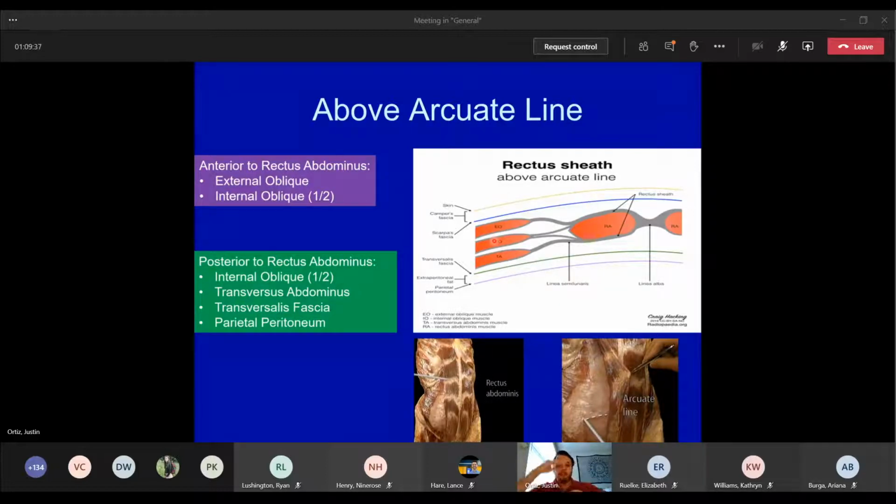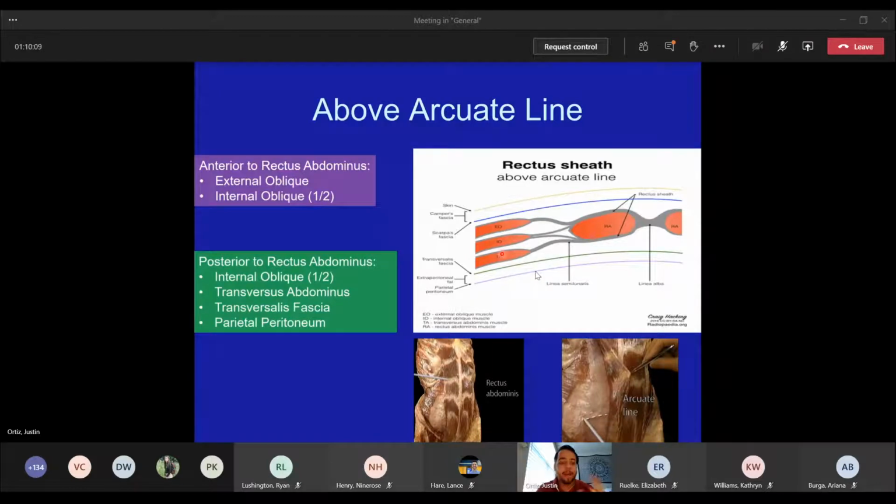But depending on if you're above the arcuate line or below the arcuate line, some of those fibers are going to go to the anterior rectus sheath, or some of those fibers are going to go to the posterior rectus sheath, right? So when you're above this arcuate line, which is this line on the posterior side, you have the external oblique and half of the internal oblique, as you can see, going to the anterior rectus sheath, right? So it's going to go towards the front side. The posterior rectus sheath is going to take the other half of the internal oblique.